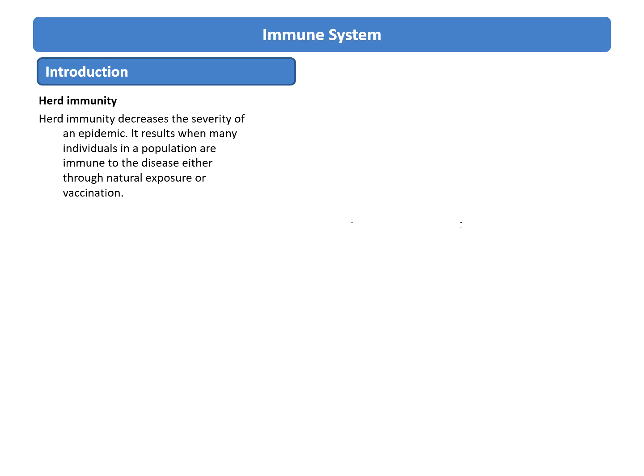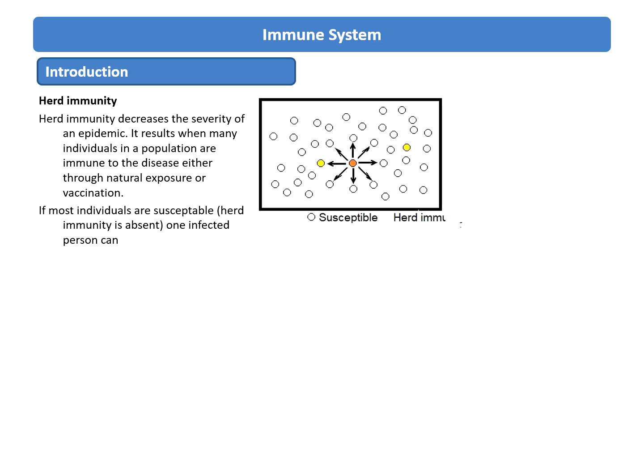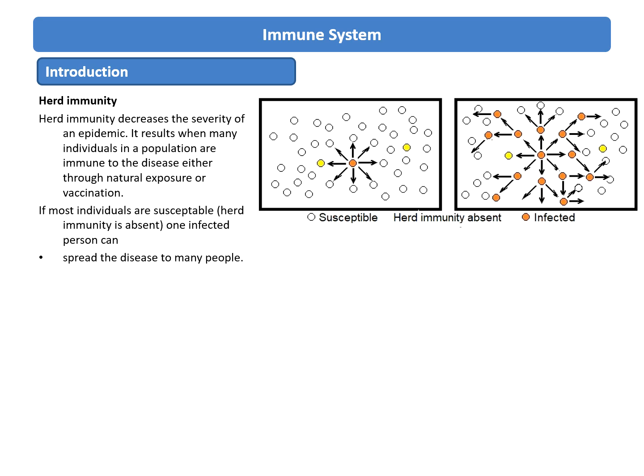Before moving on, let's look briefly at herd immunity. This is a decrease in the severity of an epidemic. It results when many individuals in a population are immune to the disease, either through natural exposure or vaccination. If most individuals are susceptible, shown by the clear circles, herd immunity is absent. Therefore, one infected person can spread the disease to many people.